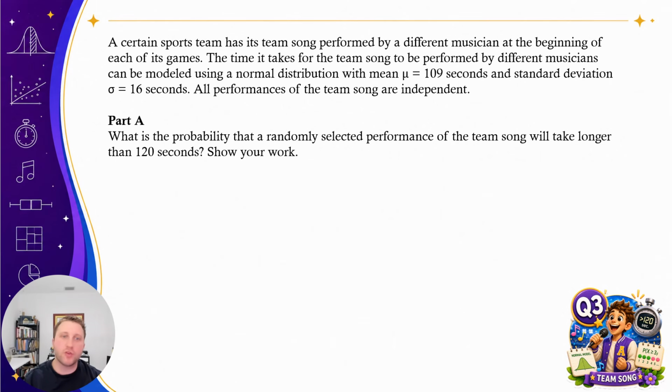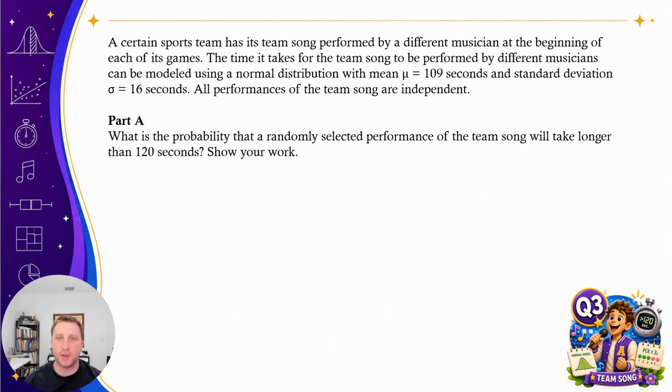We're told that a certain sports team has its team song performed by different musicians at the beginning of each of its games, and the time it takes for that team song to be performed by different musicians can be modeled using a normal distribution with a mean of 109 seconds and a standard deviation of 16 seconds.